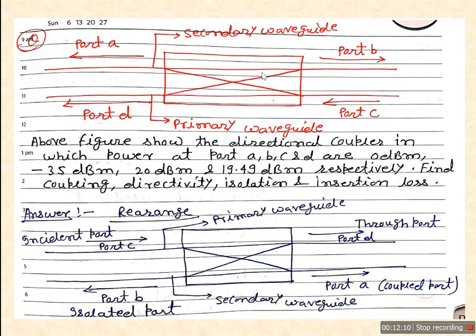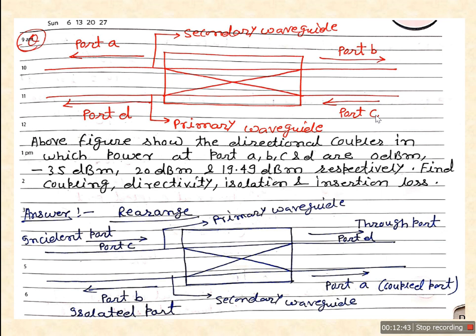Now this is the numerical question of the day, 16th April 2020. Here you can see, as I said earlier, this is totally changed. In this portion, the secondary waveguide is on the upside, the primary waveguide is down, and the numbering is in terms of A, B, C, D.